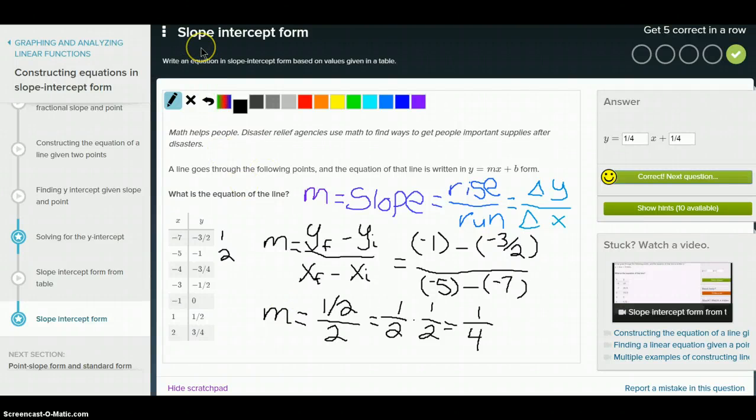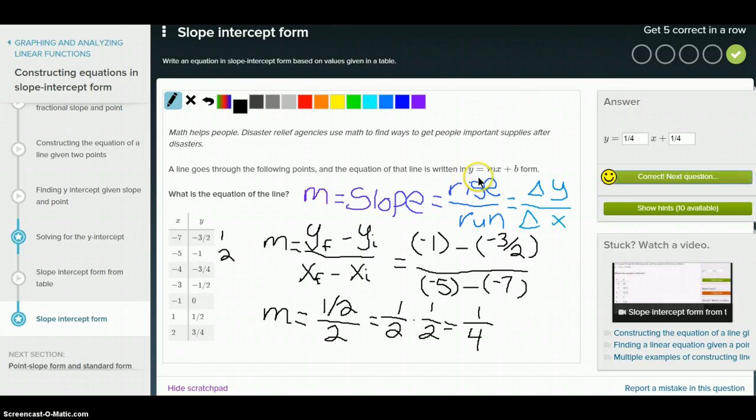Alright, so in this video I'm going to go over the slope-intercept form, and it tells us right here that the form for that is y equals mx plus b. So the first thing to go over is what m, what y is, what x is, what b is.